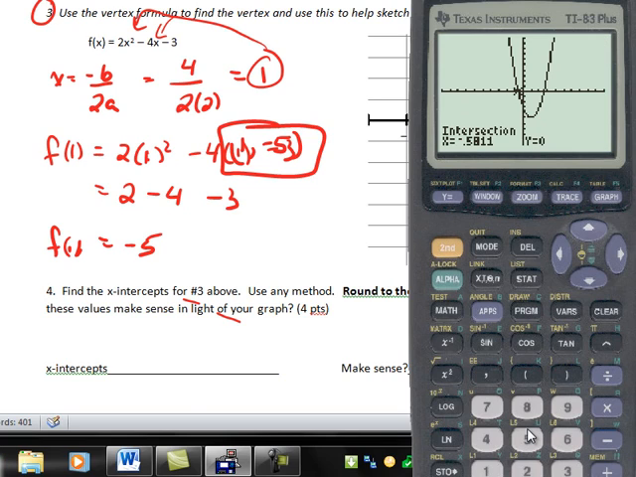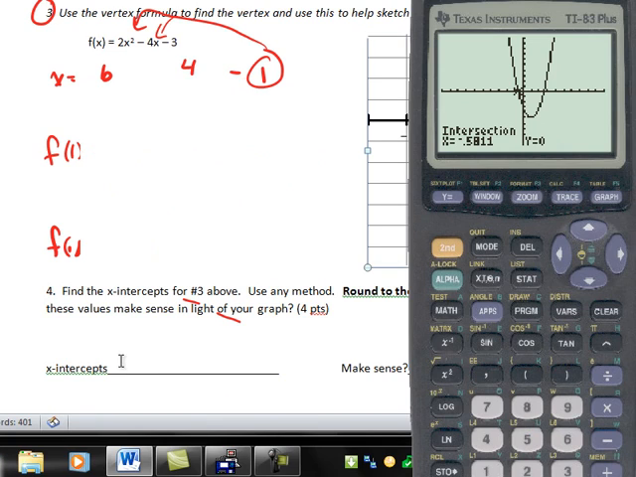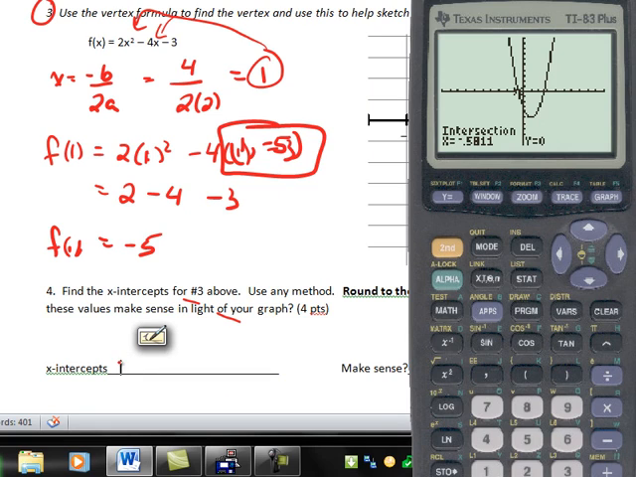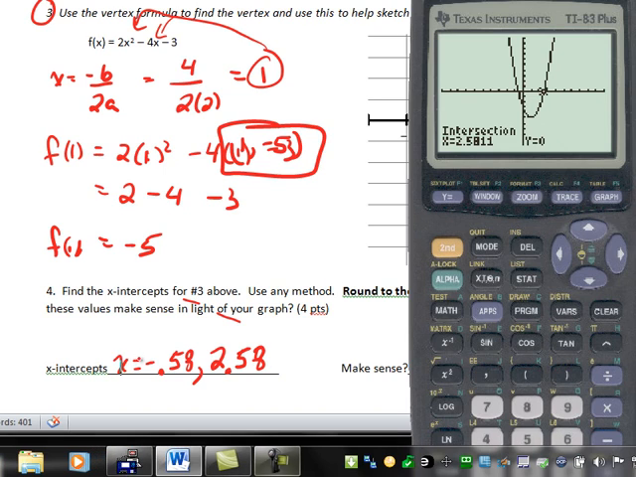So one of them is at negative 0.58, right? Okay, but we have another one too, don't we? So I need to find it. So second trace, number 5, enter, enter, but this time on guess I have to scroll over until I'm a little closer to this one, and then press enter again. So I get 2.58. Okay, and so I should have used the approximately equal to here.